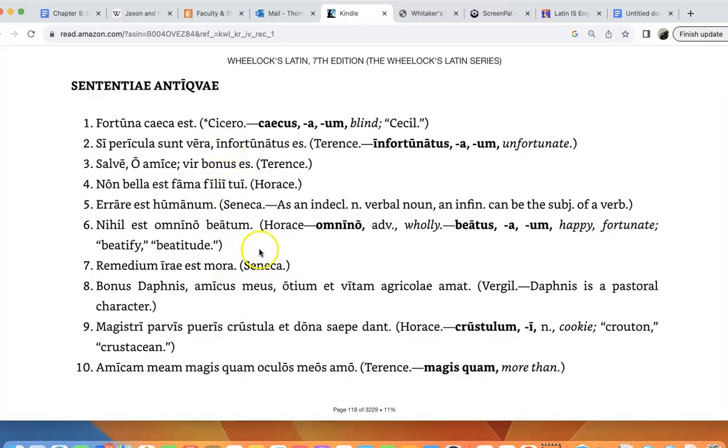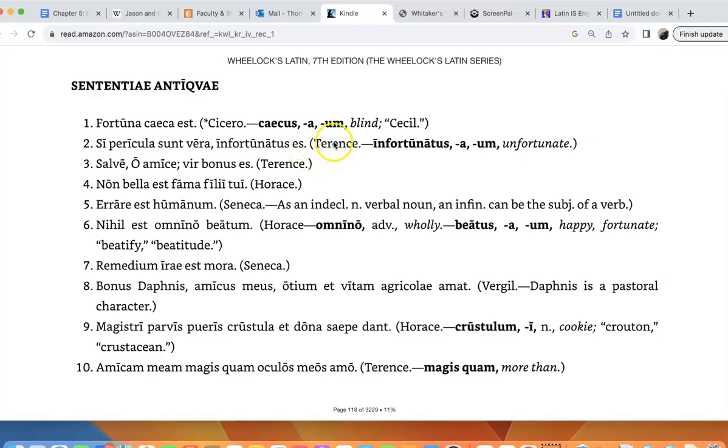We're not going to do that for all of these, obviously, but these all have some kind of insight or thought or provocation for thinking about life, if you will. Okay, let's take a look at this one. Si pericula sunt vera infernatus est.